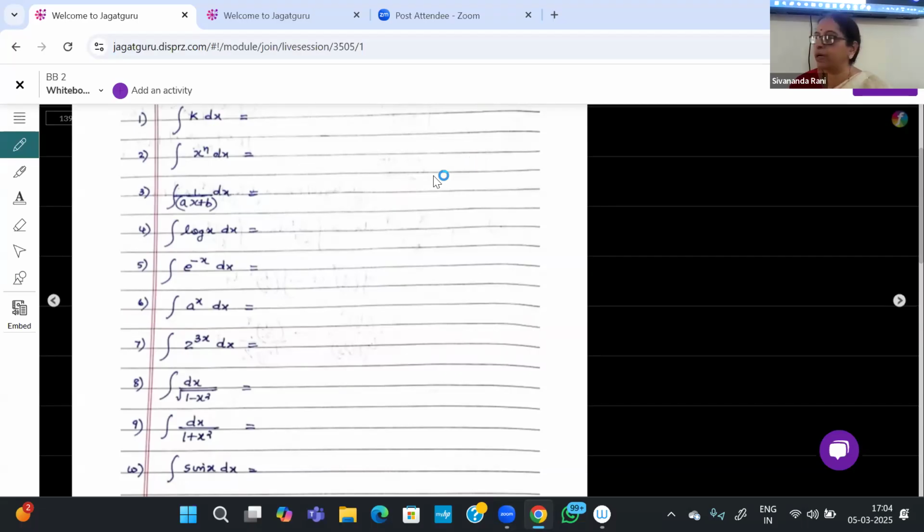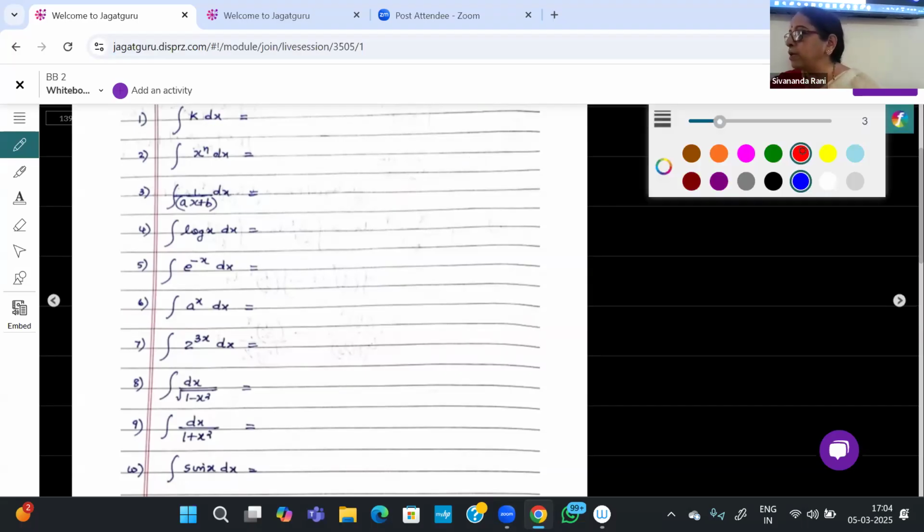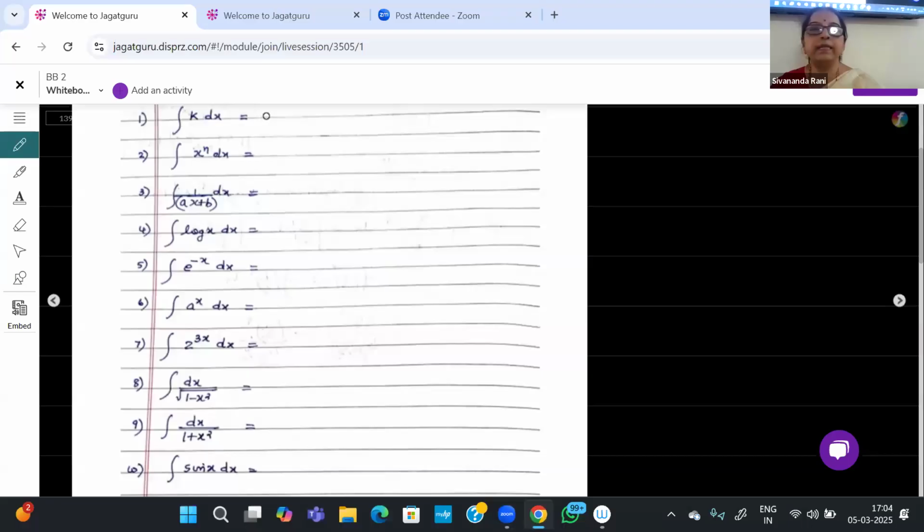A few of you have joined just now, but we'll just recall and then you'll be able to ascertain whether you're remembering these results or not. The integral of any constant will be constant times x. The integral of any power function, that power can be any real number, okay? Any real number other than -1. So the minute it becomes -1, it becomes a linear function in the denominator. That will become log of this divided by a.